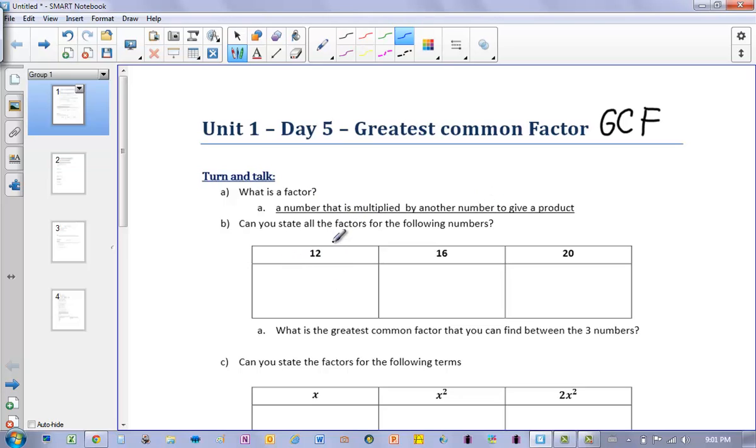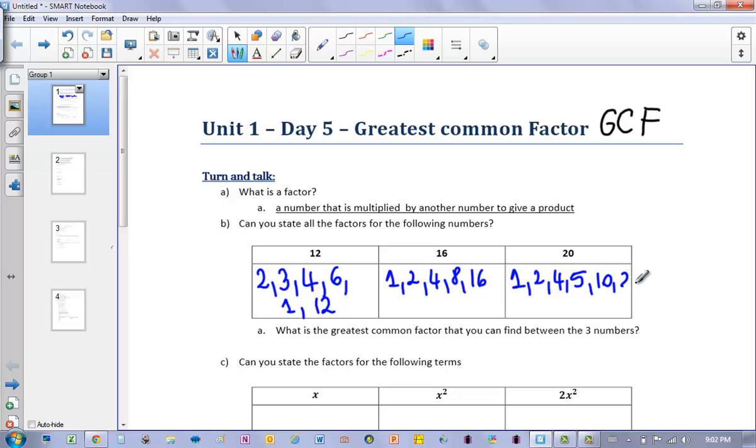For example, for the numbers 12, 16, and 20, what are their individual factors? Well, for 12 we have 2, 3, 4, 6. What about 1? 1 could be a factor, and 12. For 16, we have again 1, 2, 4, 8, and 16. And for 20, the factors would be 1, 2, 4, 5, 10, and 20.